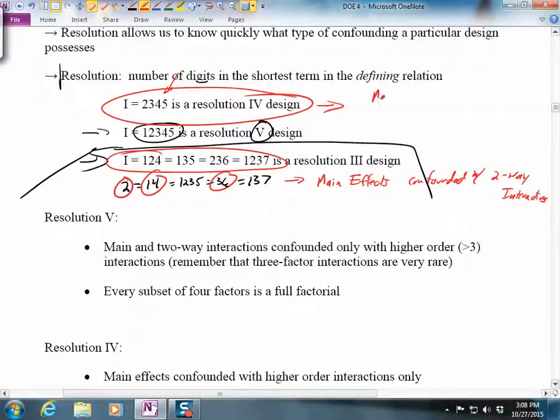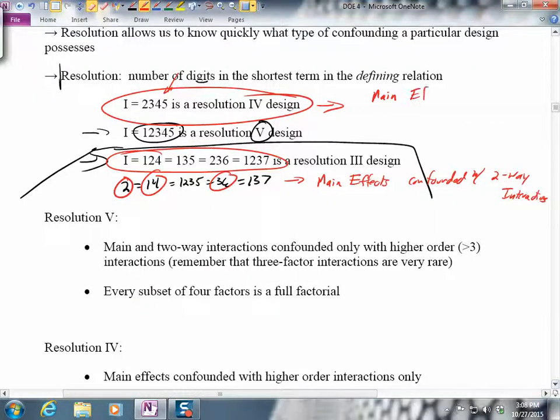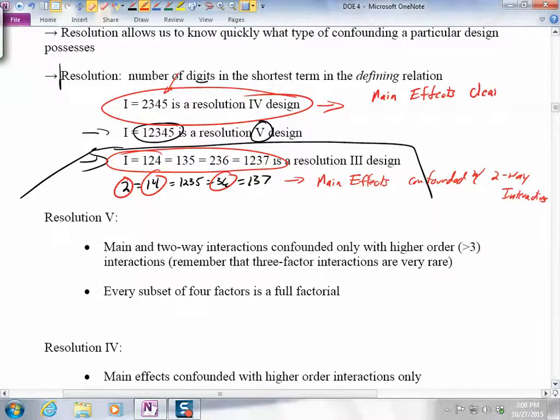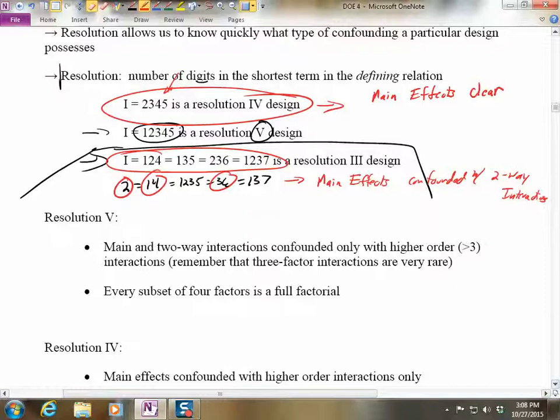So when that happens, when we say main effects are confounded with 3-way or 4-way, those higher order interactions, we simply shorthand that. We say the main effects are clear. That means they're clear of other main effects and they're clear of two-way interactions. So that means the main effects are confounded with unimportant things.